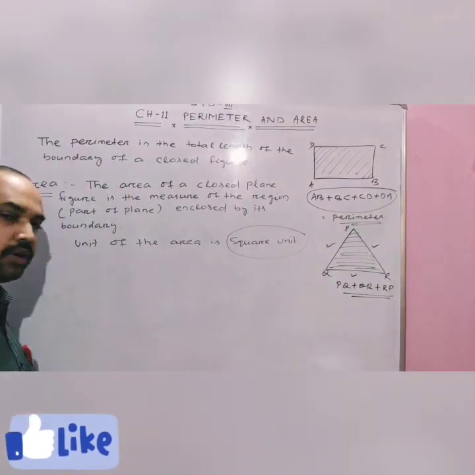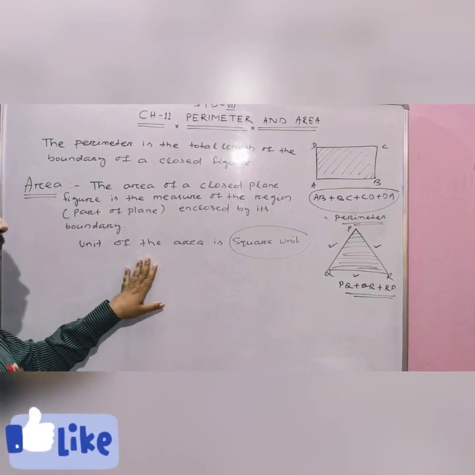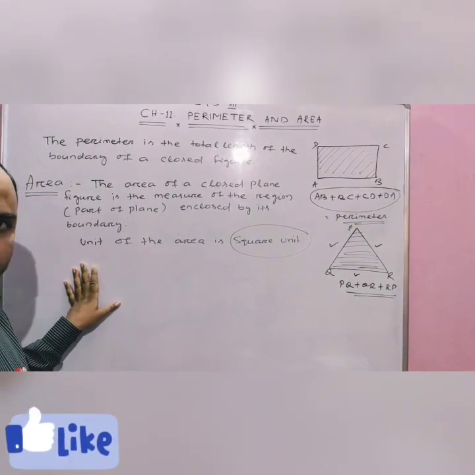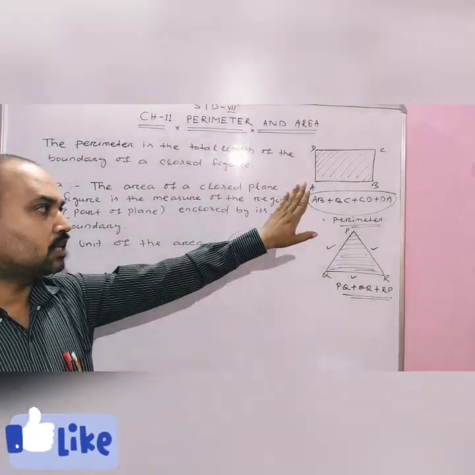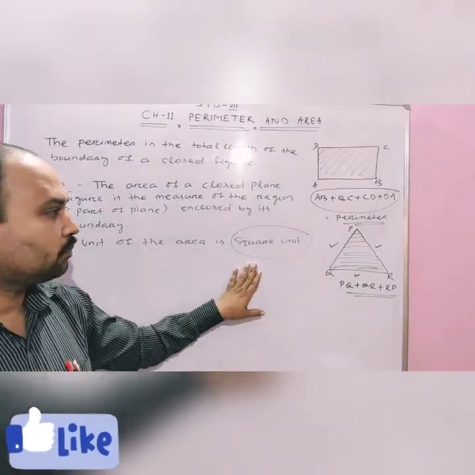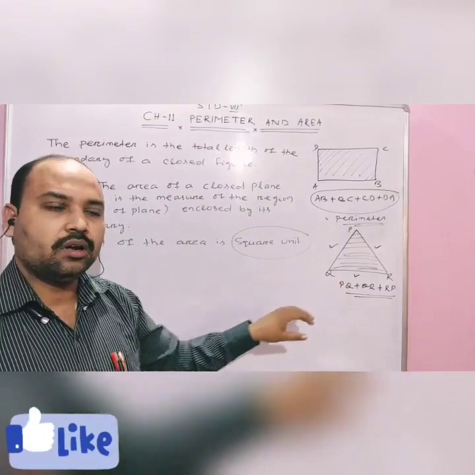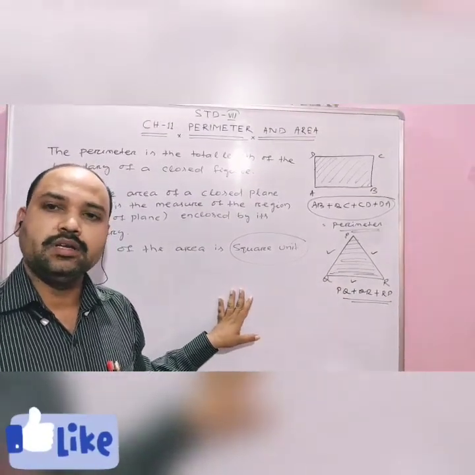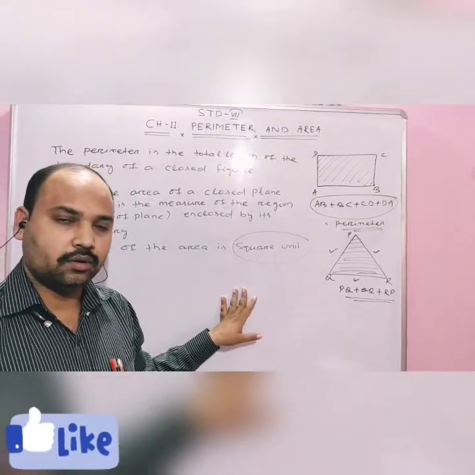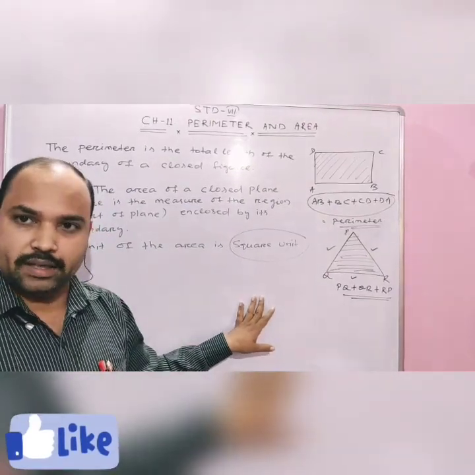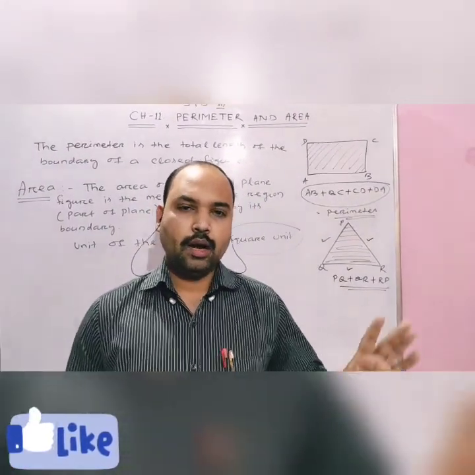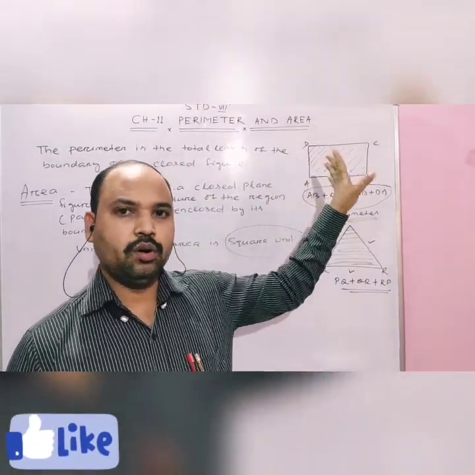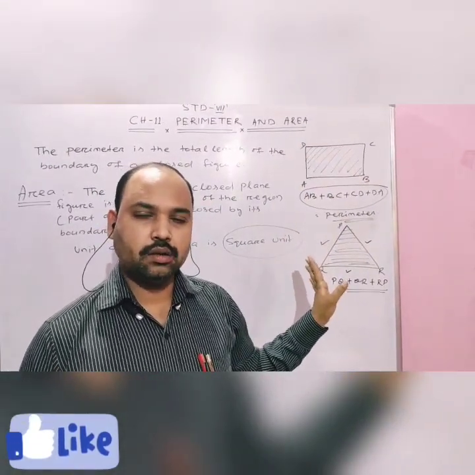Square unit. The unit means standard unit. The unit of the area is square unit. If it is given in meter, then it is square meter. If it is given in centimeter, then the area will be in square centimeter. Square meter, square centimeter, like that. Got it? So now you know what is perimeter and what is area.